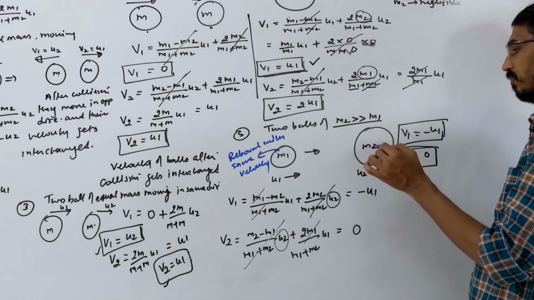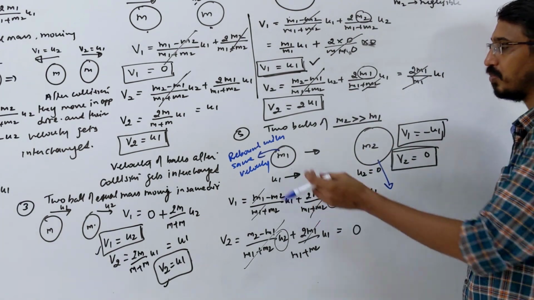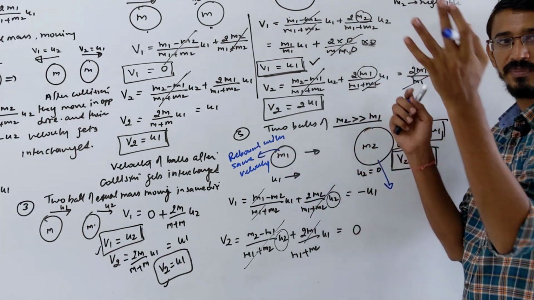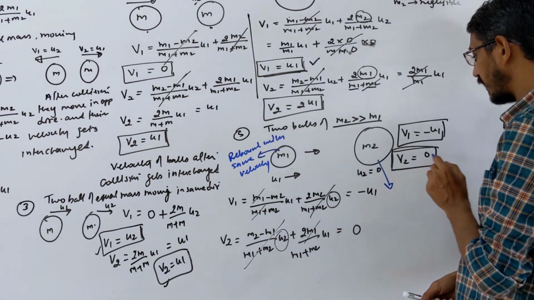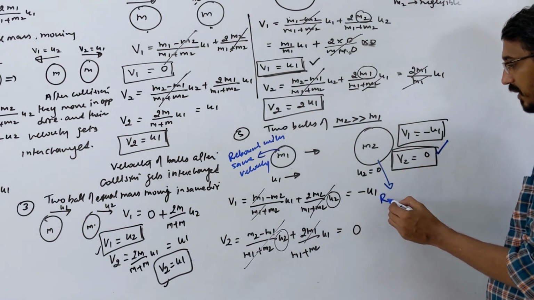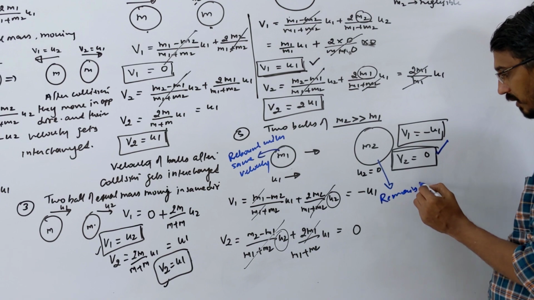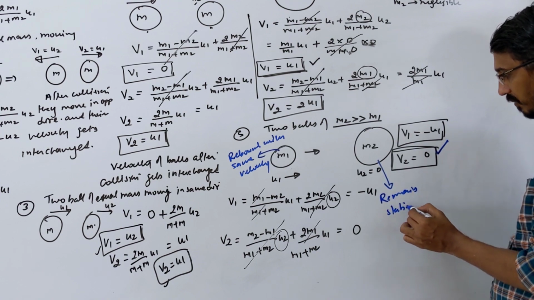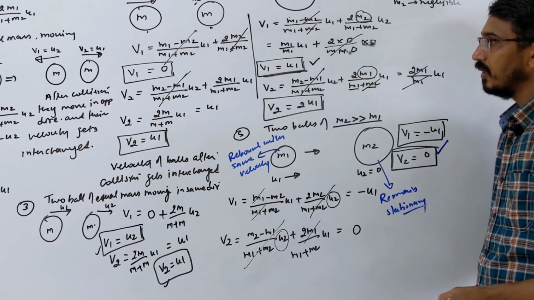And what happened to the big ball? The big ball will not move because a small ball is coming and hitting a very big ball. The big ball will not move, so it remains stationary. Correct?